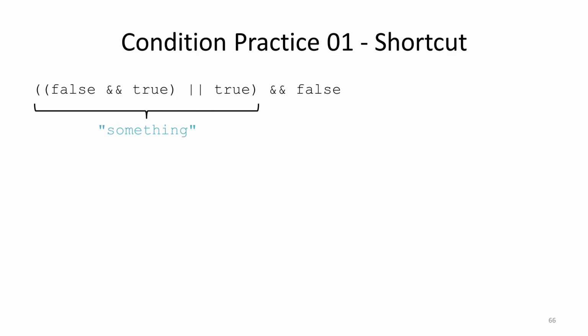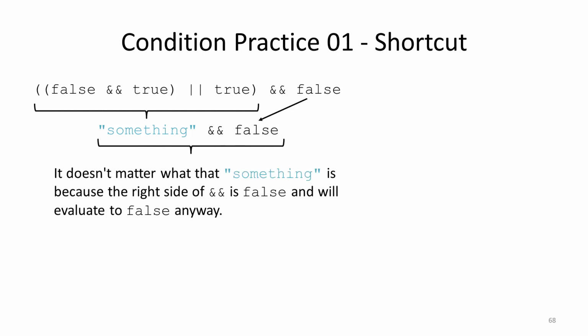Here's the shortcut. We can see that this first part of the condition is parenthesized. It's grouped. We know that it will evaluate to something, either a true or false. But whatever that something is, it will get ANDed with the false. But it doesn't matter at that point what that something is, because the right side of the AND will be a false, and it will evaluate to false anyway. We as humans can make this determination using the shortcut because of our eyeballs, but parenthesized expressions have priority, so Java must evaluate this stuff in parentheses.